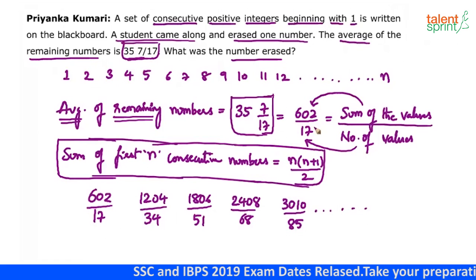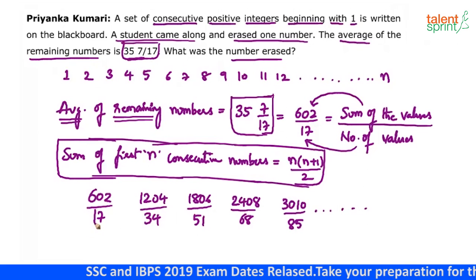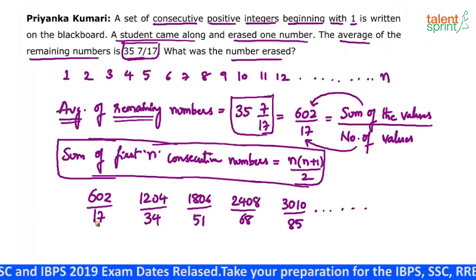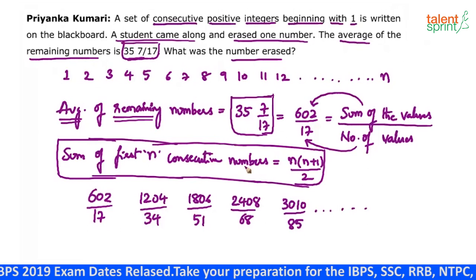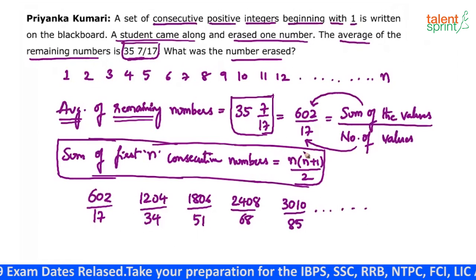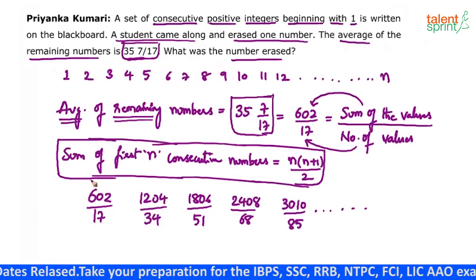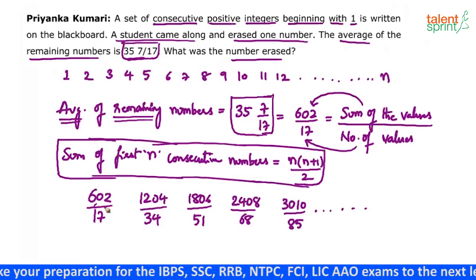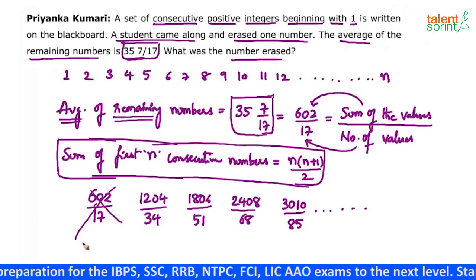But if I consider 17 numbers to be remaining, originally there were 18 numbers. What is the sum of the first 18 numbers? It will be 18 into 19 by 2, which is nowhere close to 602. Even if you take 17 numbers, 17 into 18 by 2 is nowhere close to 602. So I can discard 602 by 17 now.